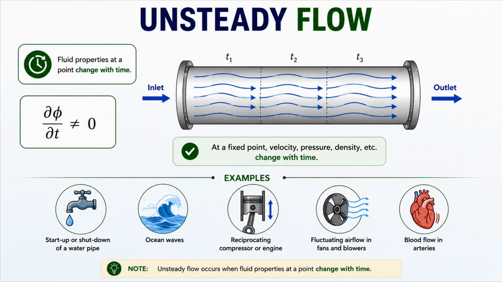Mathematically, we represent this as ∂ψ/∂t ≠ 0. That means the fluid properties vary with time. In simple words, the flow pattern continuously changes as time progresses. Some common examples of unsteady flow are starting or stopping flow in a pipe, ocean waves, reciprocating compressors or engines, fluctuating airflow in fans and blowers, and blood flow in arteries.